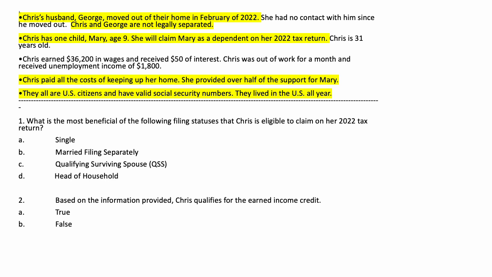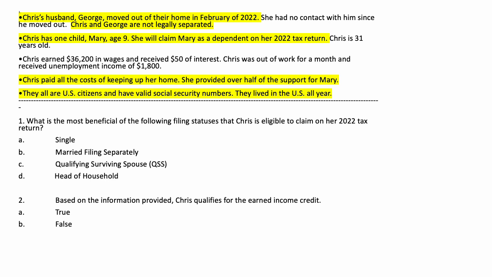And so it states that Chris's husband, George, moved out of their home in February of 2022. She had no contact with him since he moved out. Chris and George are not legally separated. Chris has one child, Mary, age 9. She'll claim Mary as a dependent on her 2022 tax return. Chris is 31. Chris earned $36,200 in wages, received $50 in interest. She was out of work for a month and received unemployment of $1,800.